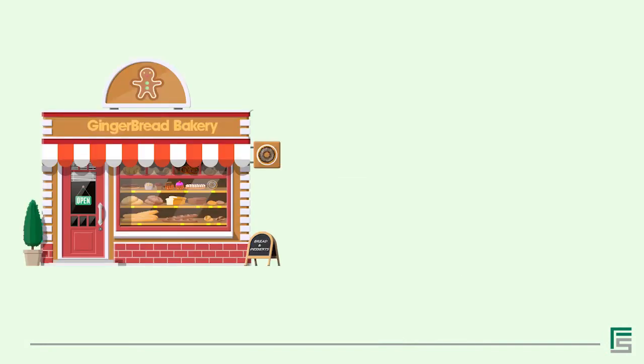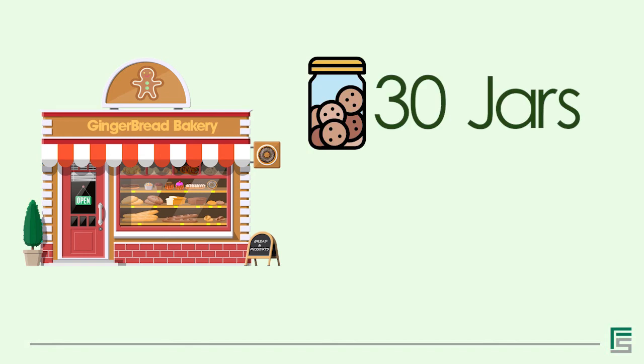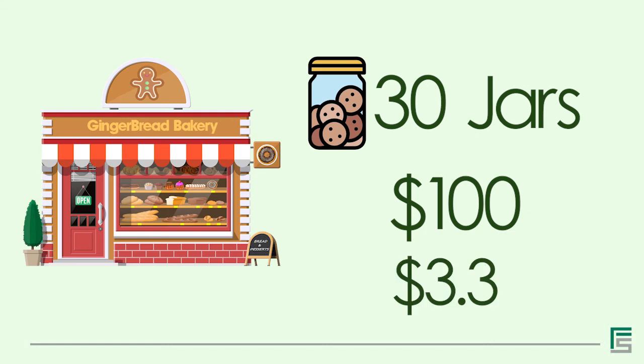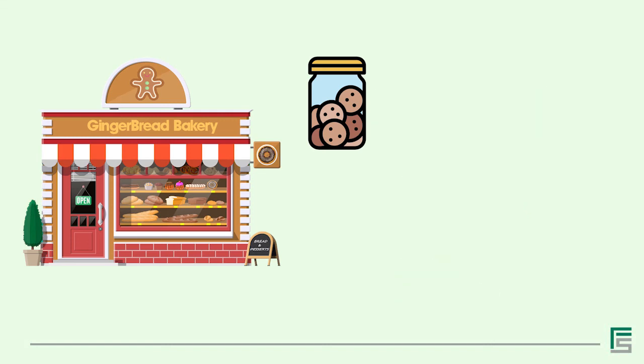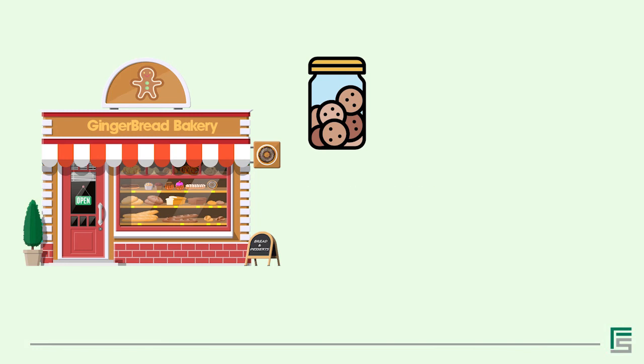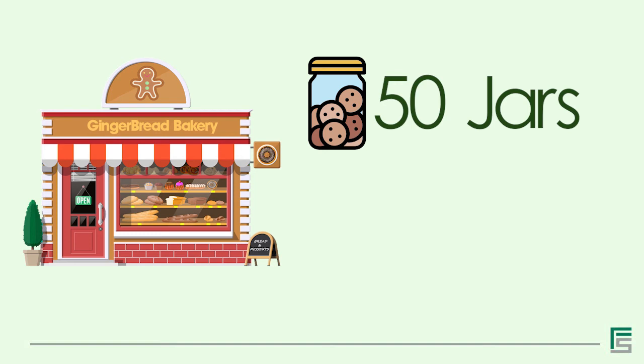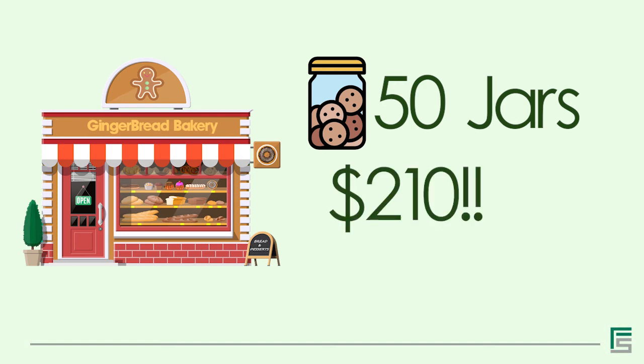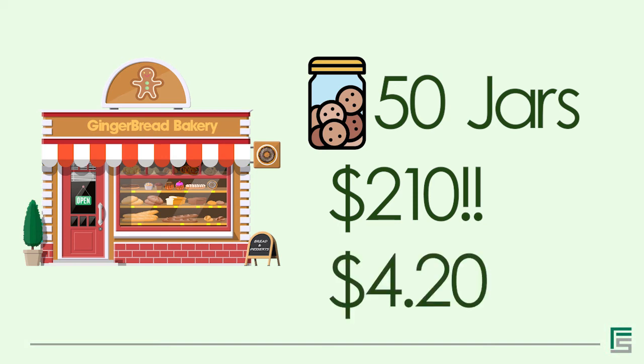For example, in Gingerbread Bakery, we previously produced 30 jars of cookies at $100, where each jar cost around $3.33. When diseconomies of scale set in, price increases for each additional output. So, if we decide to increase production by 50 jars, the cost might go up to $210, where the cost of each additional jar increased to $4.20.